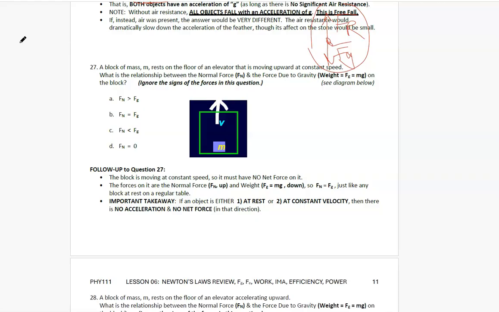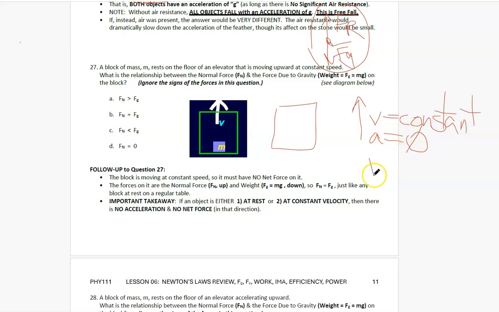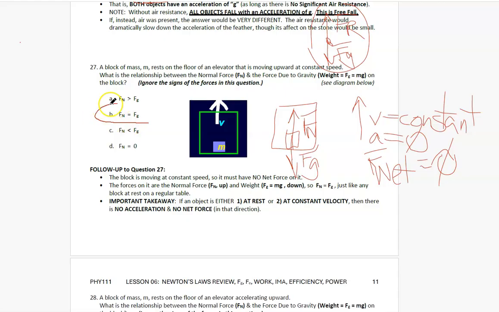Well, when that happens, if the whole elevator is going up with a constant velocity, that means the acceleration is zero. And that means the net force in the vertical direction is also zero. Well, if the net force is zero, then you have the object's weight force pointing down, and you have the normal force from the surface of the elevator pushing up on that object. Those two forces are going to balance, and in that case, they'll be exactly equal.